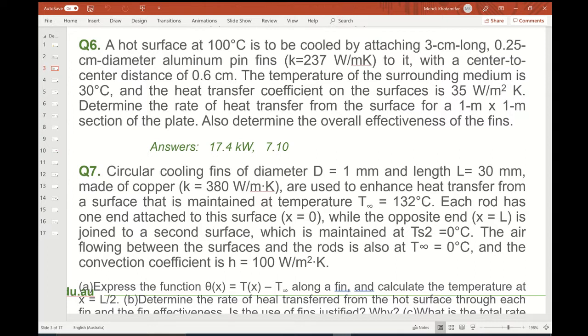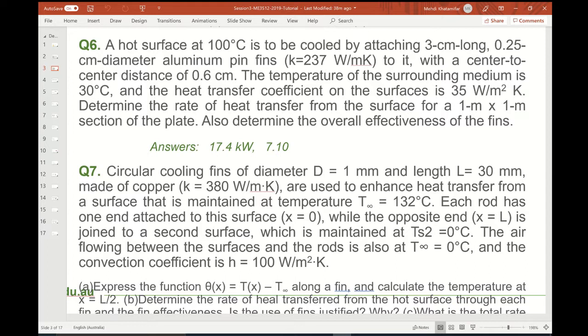So there's a surface at 100 degrees temperature, and we are going to cool it down by attaching 3 centimeter long pin fins, and the diameter of each pin fin is going to be 0.5 centimeters. So we are going to have a lot of pin fins over that surface with a center to center distance of 0.6 centimeter. I'm going to use this 0.6 centimeter from center to center to find out how many fins I can have over that surface.